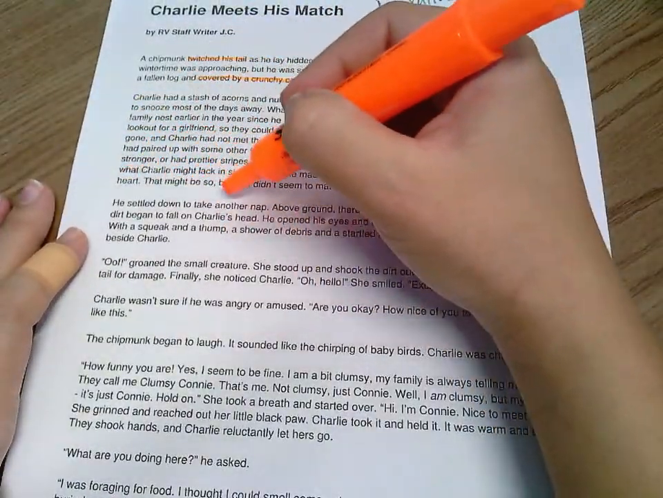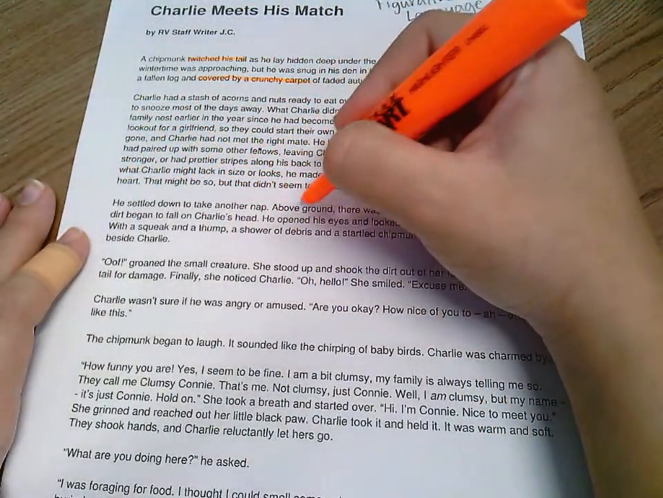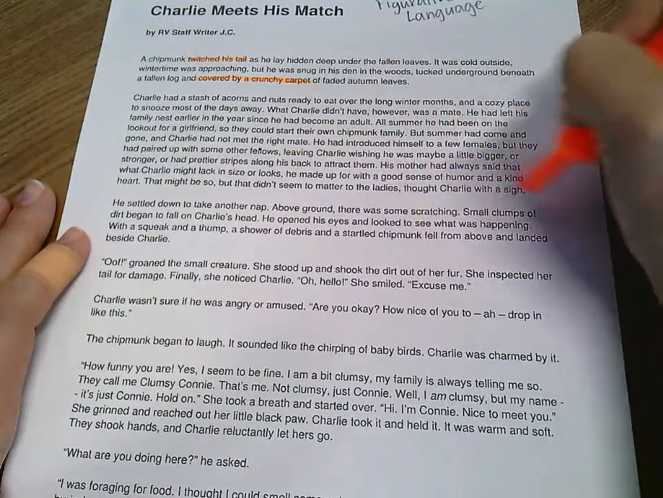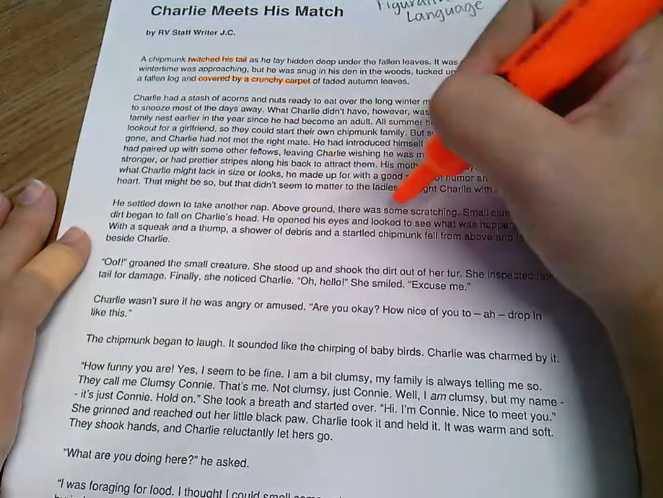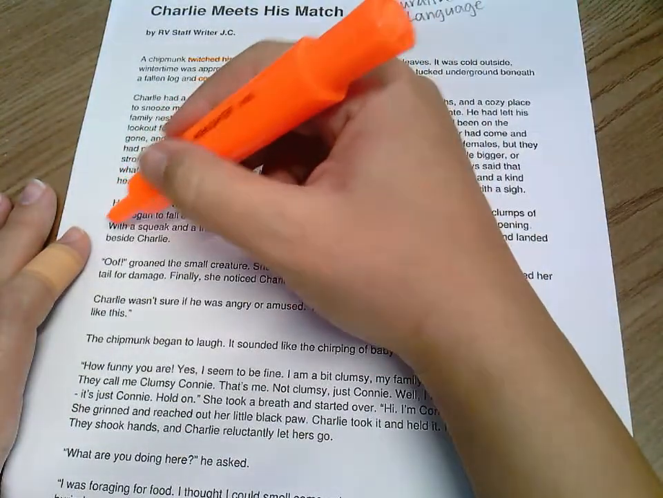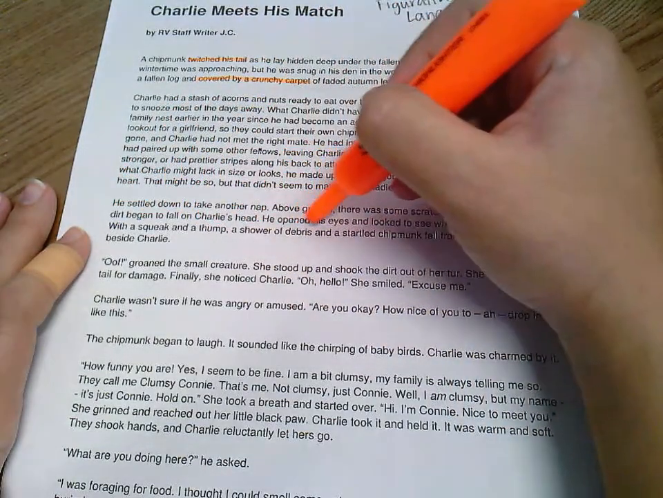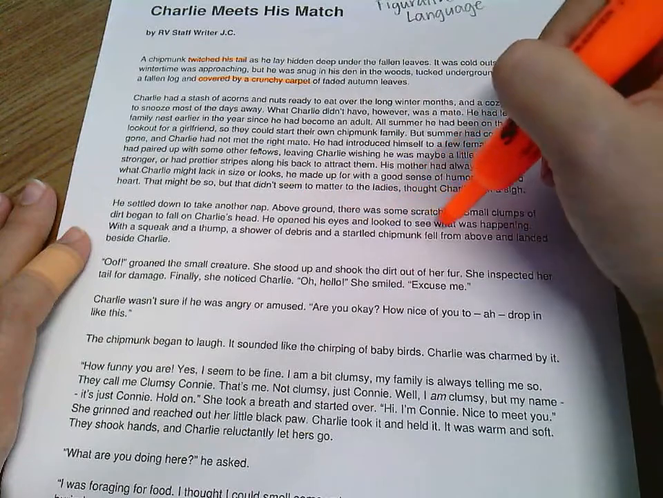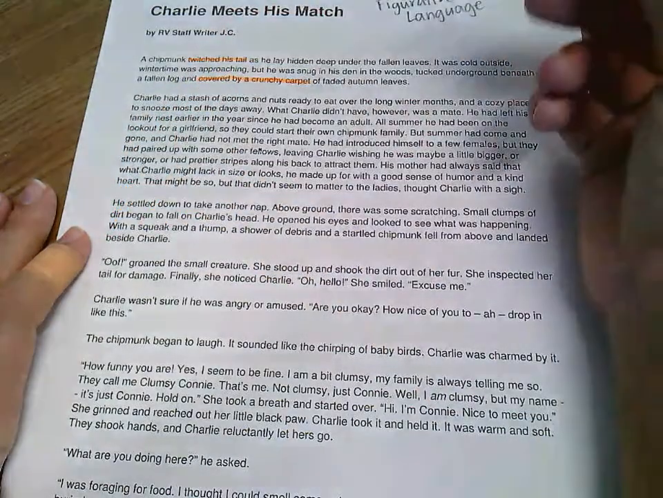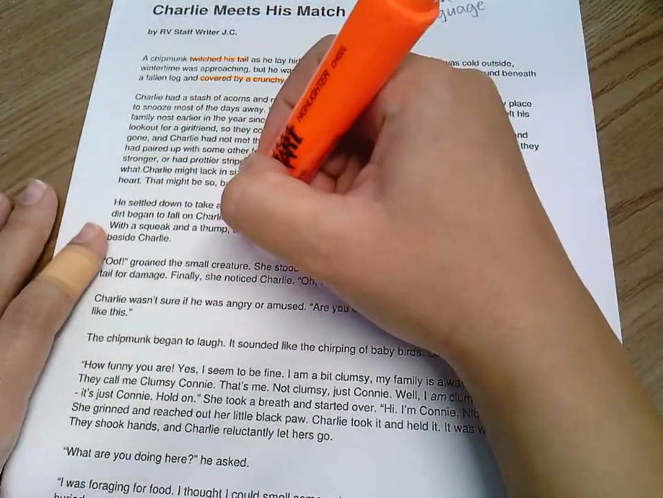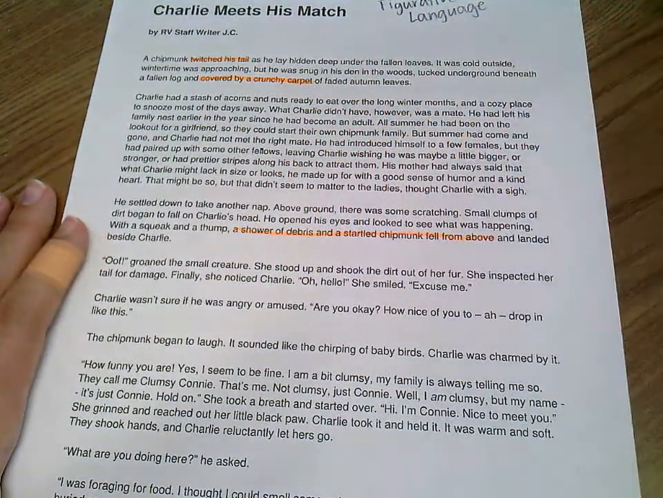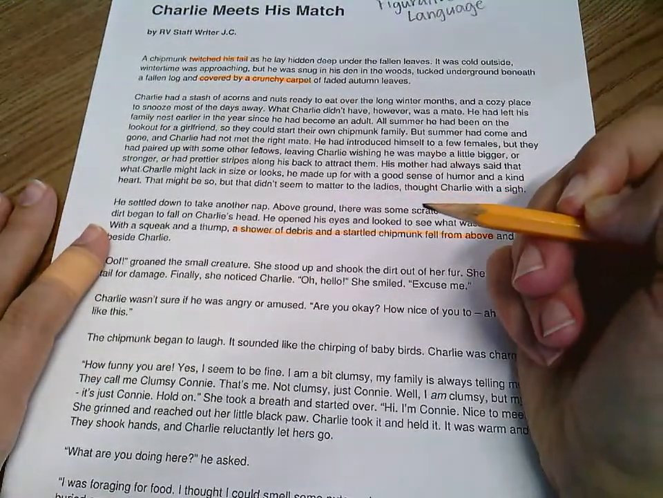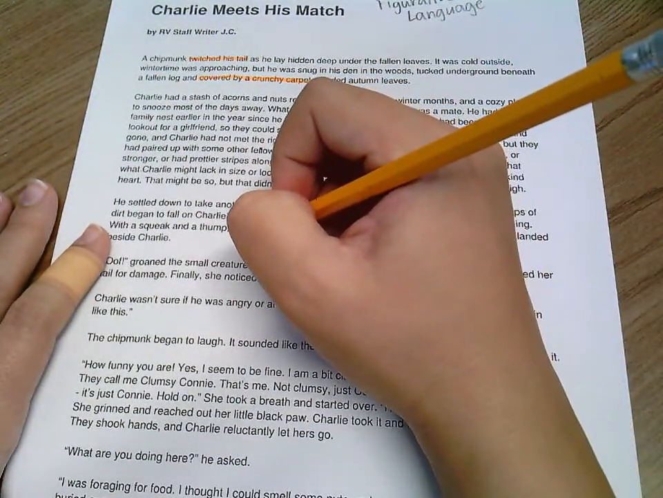He settled down to take another nap. Above ground, there was some scratching. Small clumps of dirt began to fall on Charlie's head. He opened his eyes and looked to see what was happening. With a squeak and a thump, a shower of debris and a startled chipmunk fell from above and landed beside Charlie. Right here, a shower of debris fell from above. So this means, can debris really shower like a human takes a shower? No, this just means that it fell down.